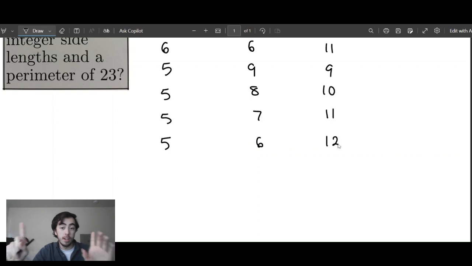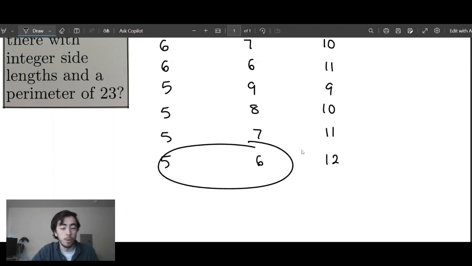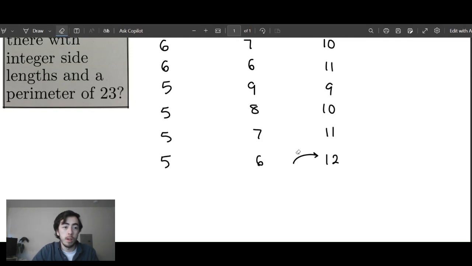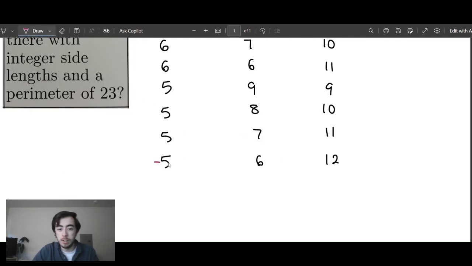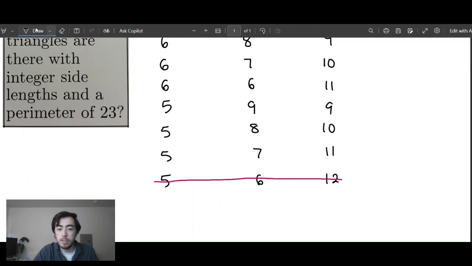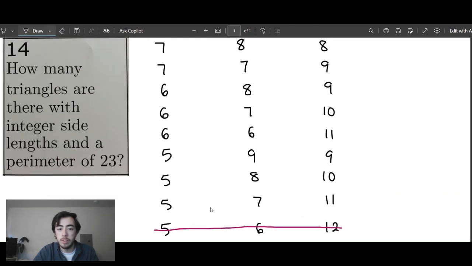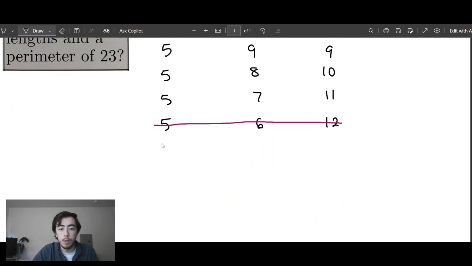And then here, I caught myself. This isn't a triangle because 5 plus 6 is only 11 and 12 is too big. And so here, I'll keep this on the page just so I can have that reminder that this one actually doesn't count. Okay, so looks like I've done all that I can with 7s, 6s, and 5s. So let's try 4s now.